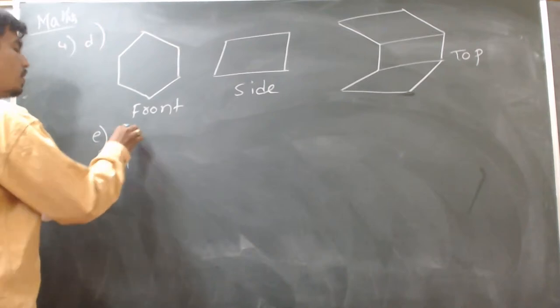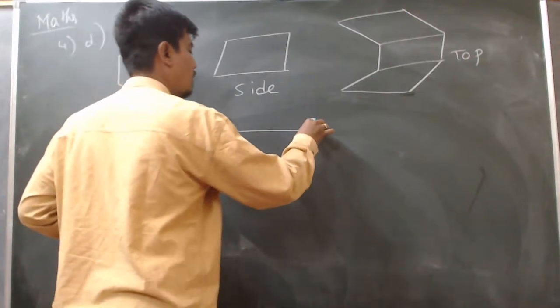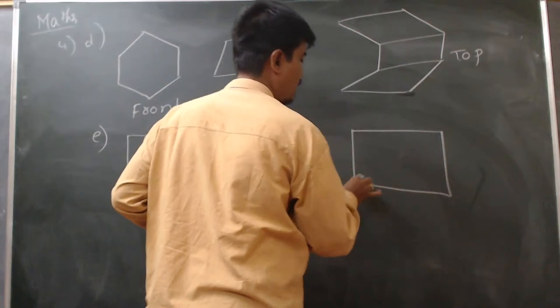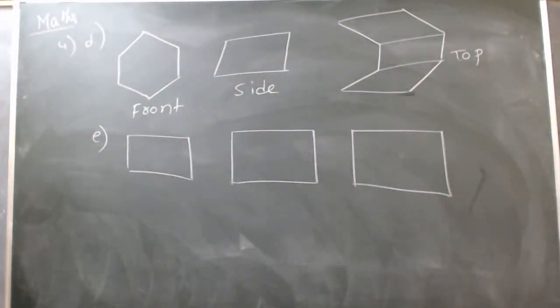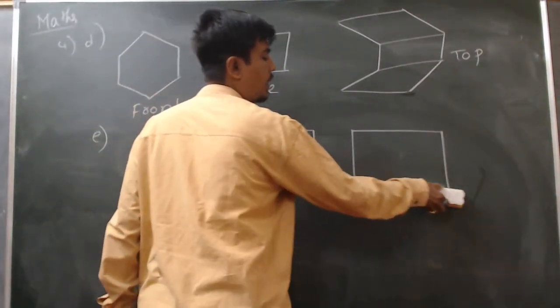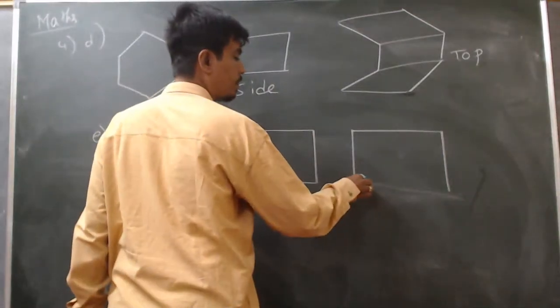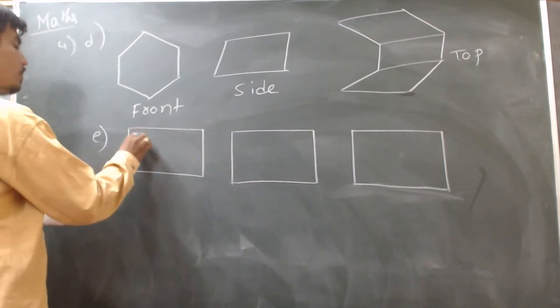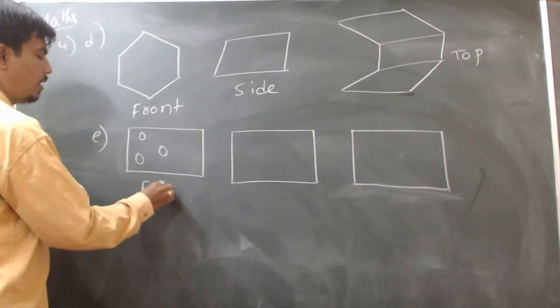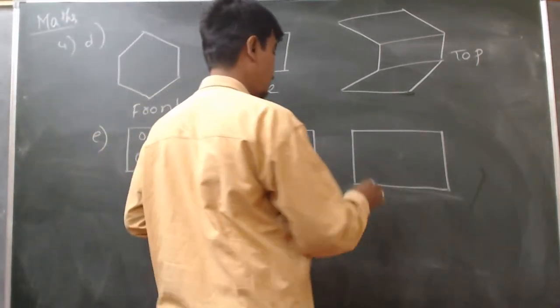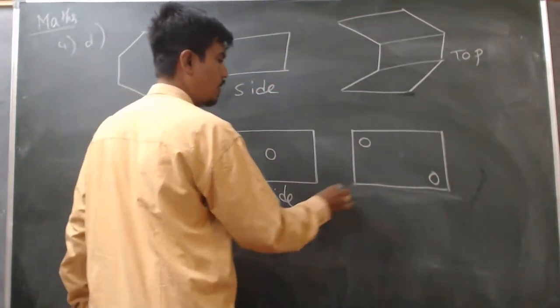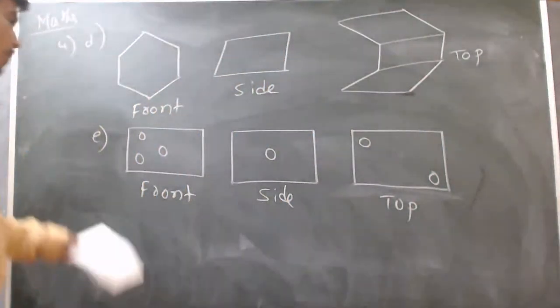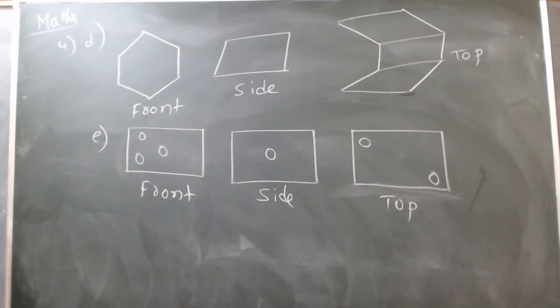Fifth one. Why did I draw like this? Means a dice. What is given? Dice. A dice is given. So from front it will look like this. From side it will look like this. From top, side view, top view. What have they given for us? They have given us a dice.